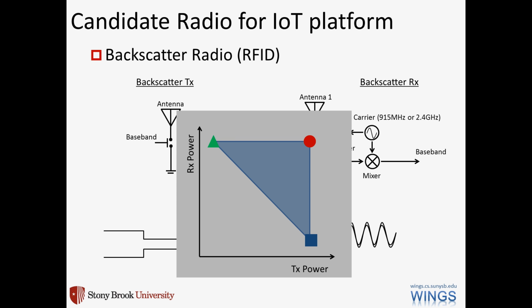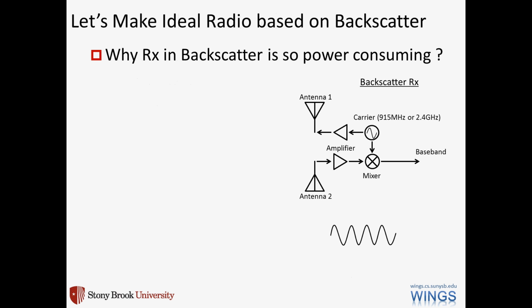So this is the triangle of the current state. This is the future: we have to have very small power in TX and very small power in RX. Therefore, it can run without any battery. It runs only through collectible energies. So let's make an ideal radio based on backscatter.